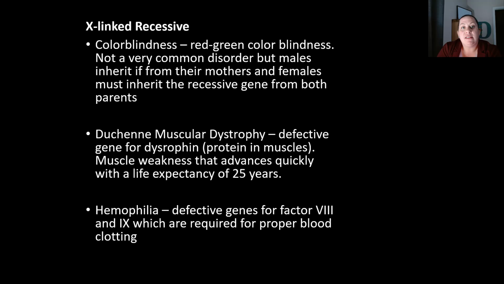Another type of X-linked recessive is Duchenne muscular dystrophy. This is a defect in the gene of dystrophin, which is the main protein in your muscles. This starts to break down, and your muscles replace this protein with fat, but fat does not function the same way as proteins do in your muscles. So this weakens the muscle.